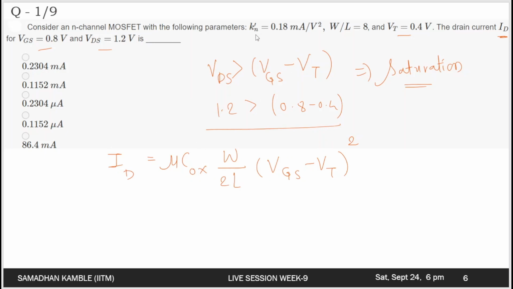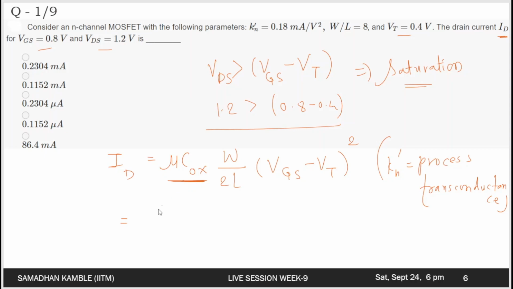Here the parameter Kn prime we can substitute for the product of mobility and Cox, and this particular parameter, Kn prime, is nothing but the process transconductance parameter. It is the process transconductance. Okay, so let's just substitute all these parameters here.